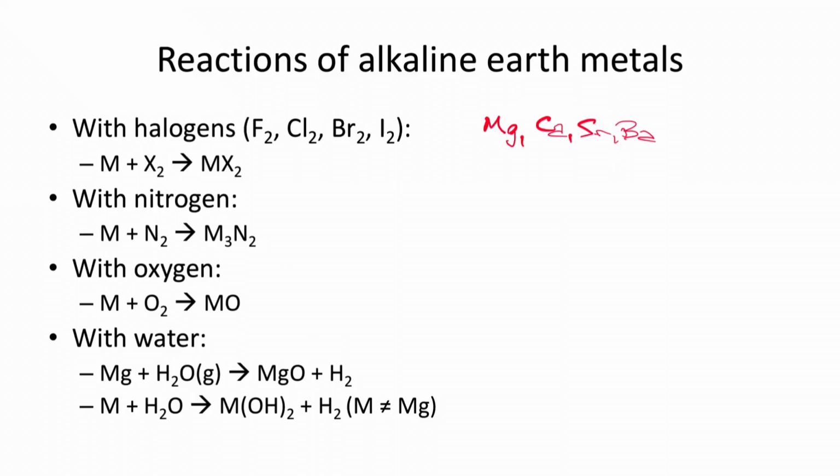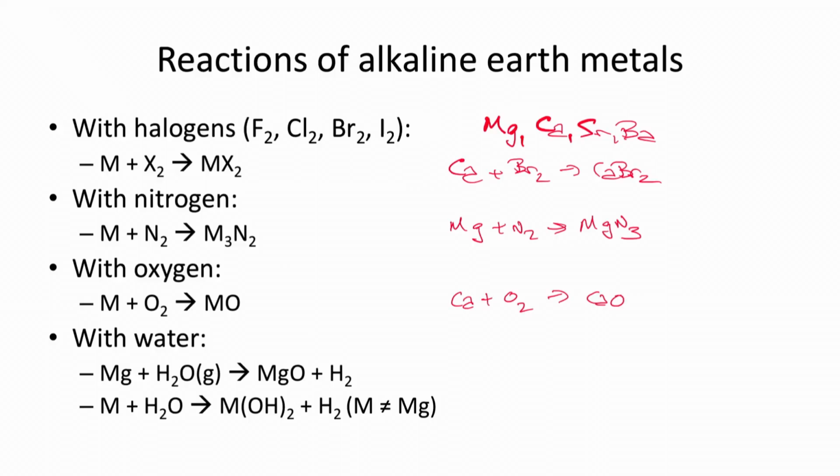For example, maybe calcium plus bromine will give me calcium bromide. Here's a new one. These can react with nitrogen to give me nitrides. Just as an example, magnesium can react with nitrogen to give me magnesium nitride. Or they can react with oxygen to give me oxides, just like before with the alkali metals. So maybe, for example, calcium plus oxygen gives me calcium oxide.